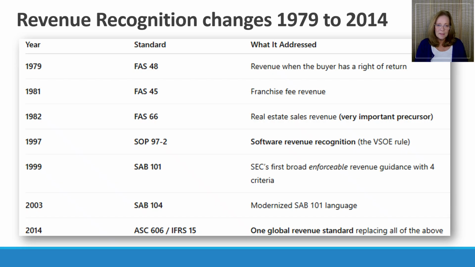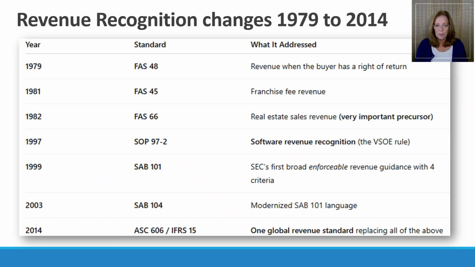FAS 66 established rules around transfer of risks and rewards, requiring substantial completion and evidence that the buyer was committed, a forerunner to today's transfer of control concept in ASC 606.